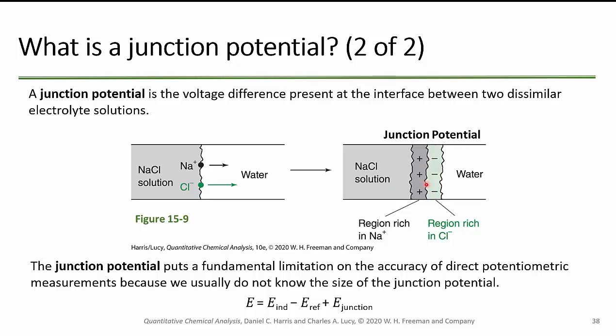It's also going to matter how long you've been running this cell. If you give these chlorines lots of time to separate from those sodiums, that junction potential is going to be different than if you just turned your cell on and took an immediate measurement. So we do need to account for those. Our overall cell potential is going to be our indicator, that's our right-hand side, the one we're making our measurement of, minus our reference, and then we're going to add in the junction potential as well.